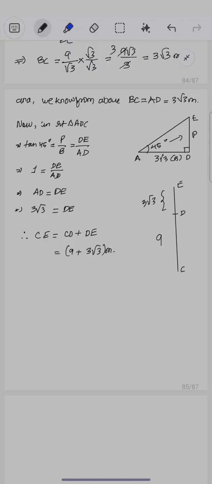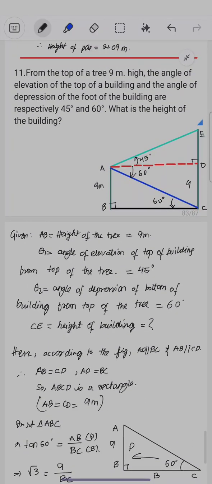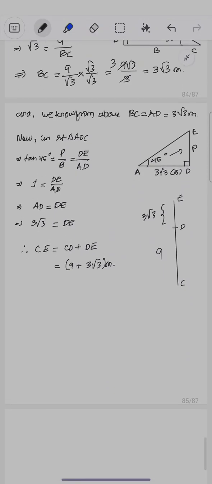And in this triangle, BC and AD form a rectangle. So AD equals BC, and AB equals CD in the rectangle. So adding the values gives the answer, which is a value with √3.